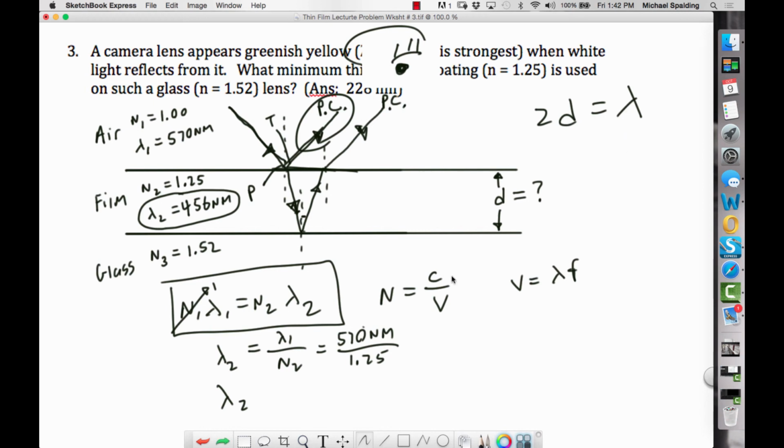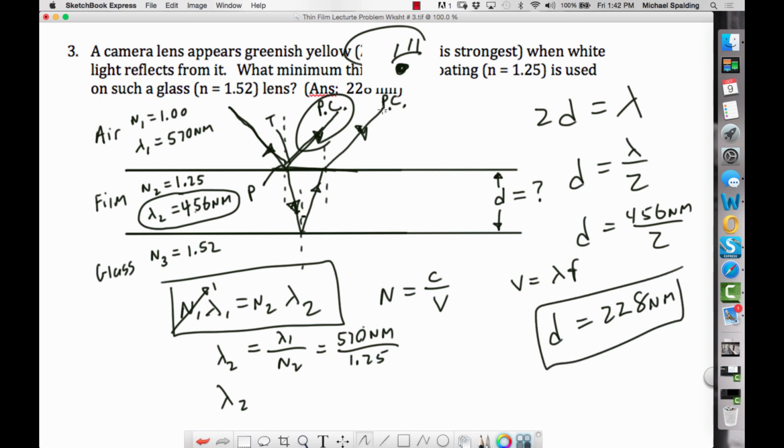So we want the extra distance traveled to equal wavelength, so therefore 2d must be equal to the wavelength, so d equals wavelength over 2. The wavelength in the film is 456, divided by 2 gives us the thickness of the film at 228 nanometers, which is the answer.